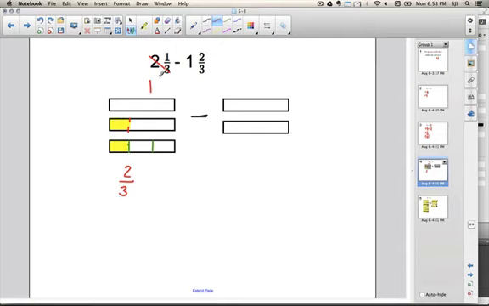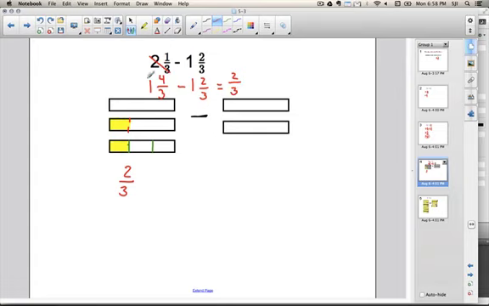So that means I have 4 pieces that were cut into thirds. Now I'm going to bring that fraction down, and now look, I can go 1 minus 1 is 0. There isn't going to be a whole number here. And then I can go 4 minus 2, which is 2, and my denominator is going to be thirds. So you see how that works?